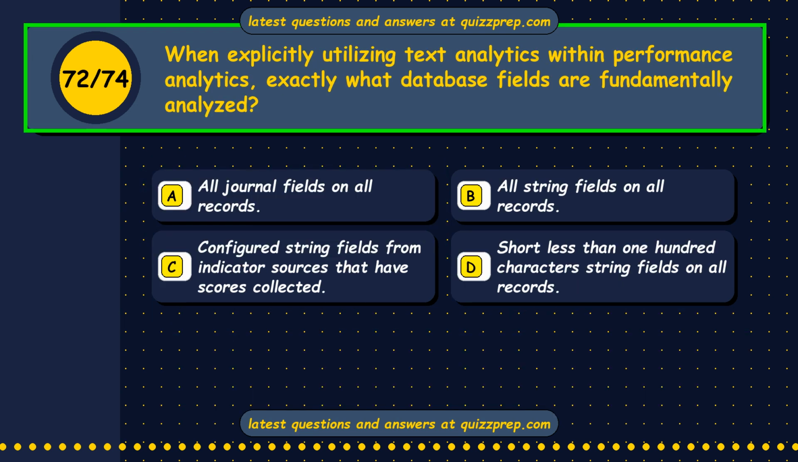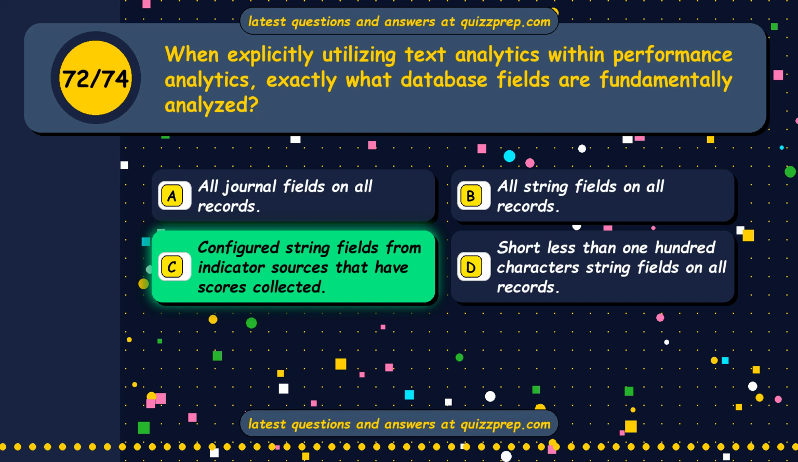Question 72. When utilizing text analytics within Performance Analytics, what fields are analyzed? Option A. All journal fields on all records. Option B. All string fields on all records. Option C. Configured string fields from indicator sources that have scores collected. Option D. Short, less than 100 characters, string fields on all records.